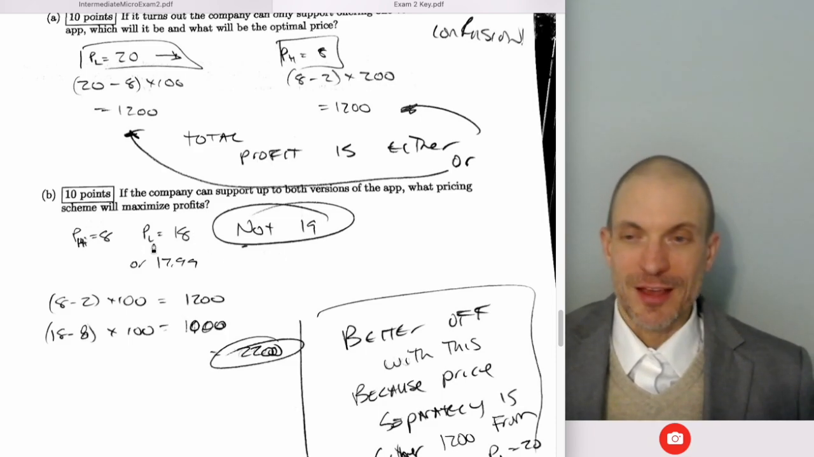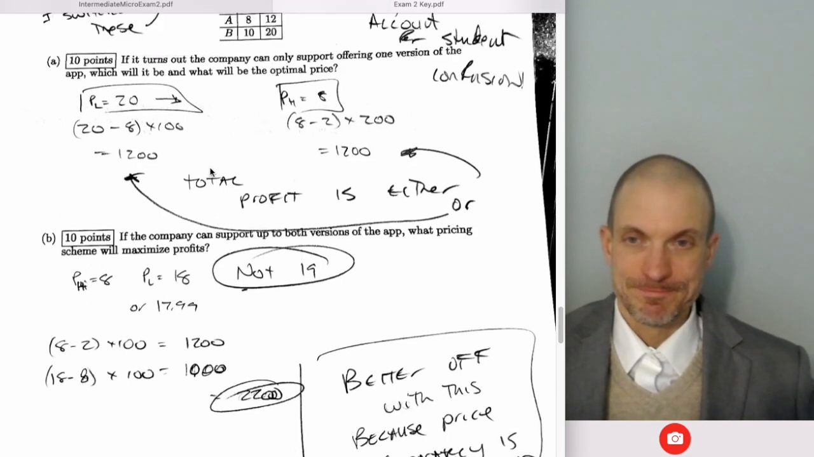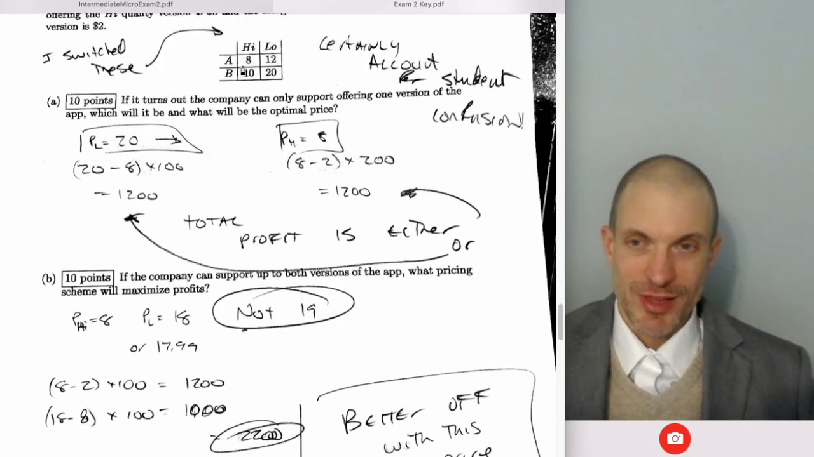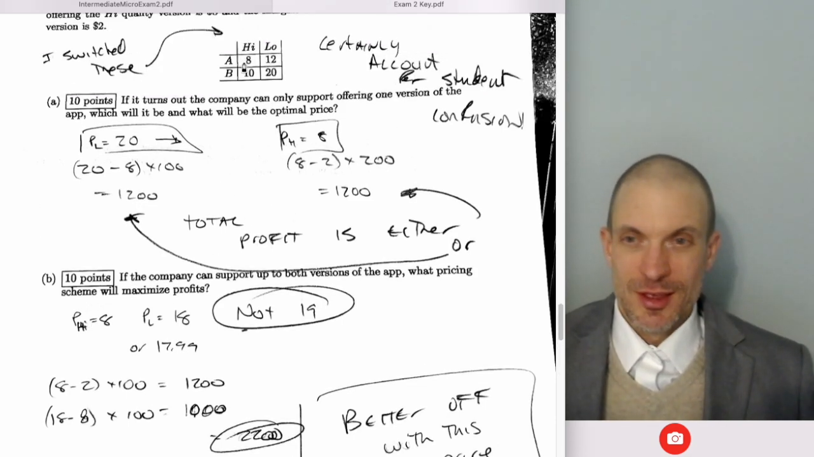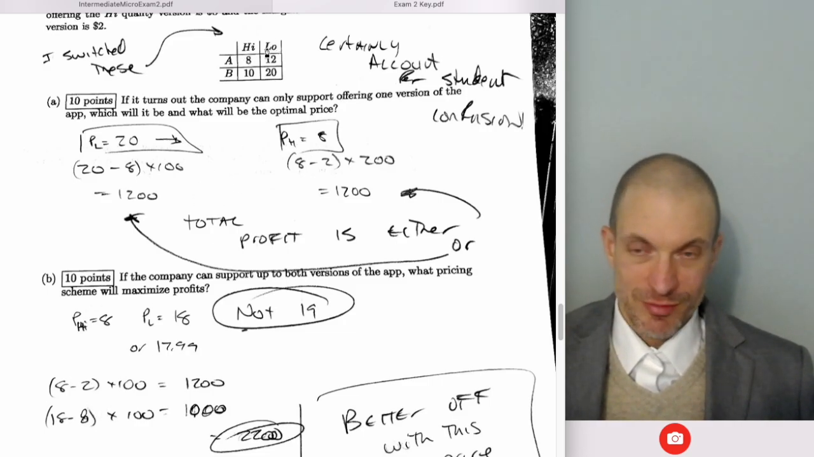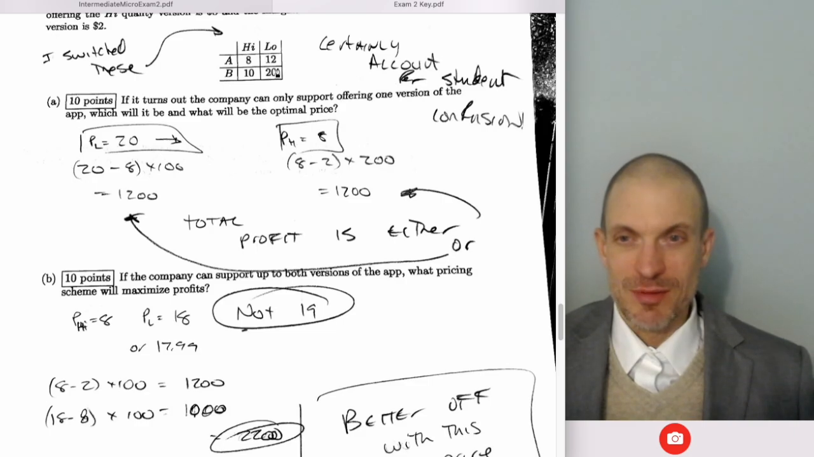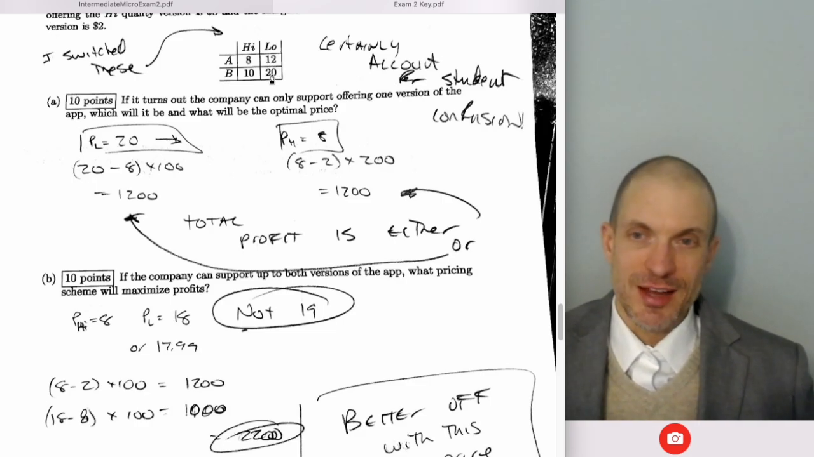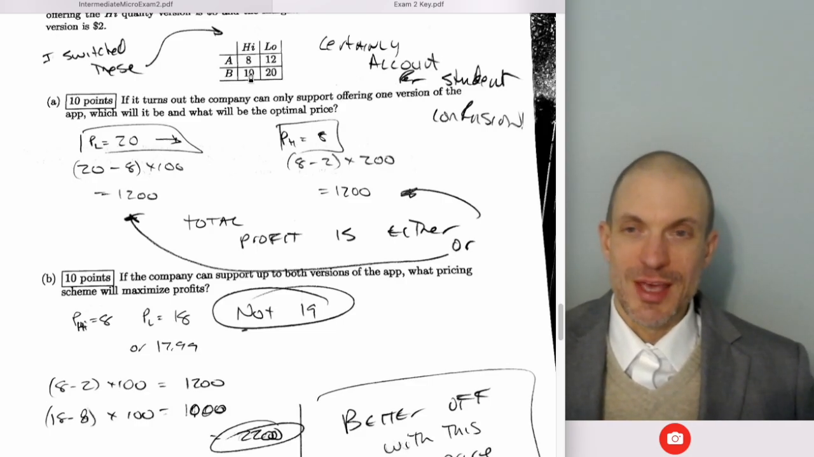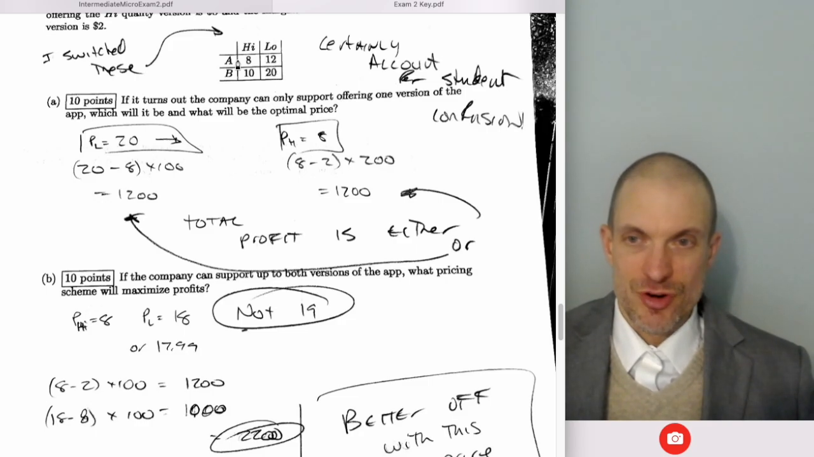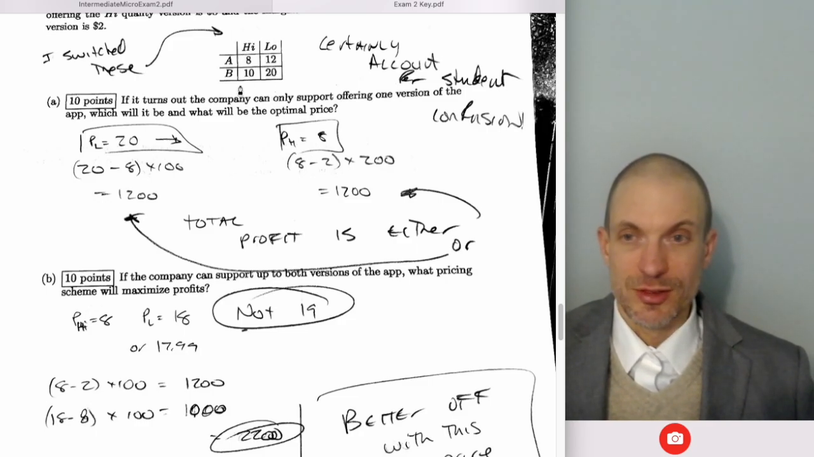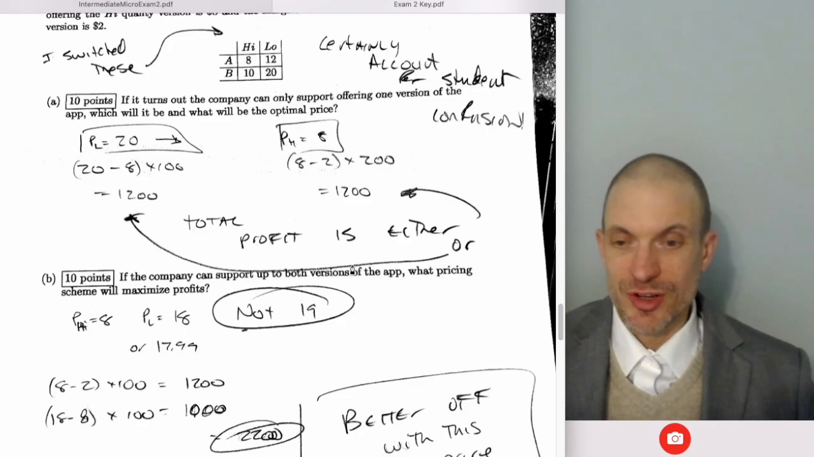And so I set the price of the one that I've labeled as high at 8 so that my type A's will buy that one, and I'll set the price of what I've labeled as low at 18 to maximize profits, or at $17.99 to get my type B's to buy that version and not to buy the same version as type A's.